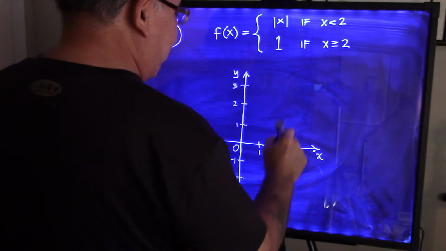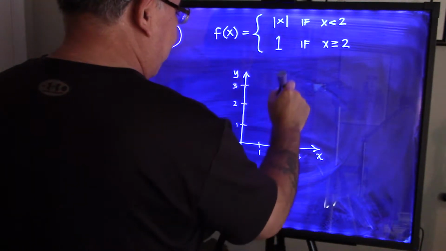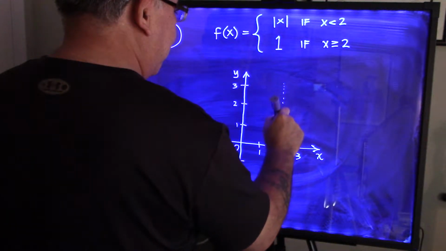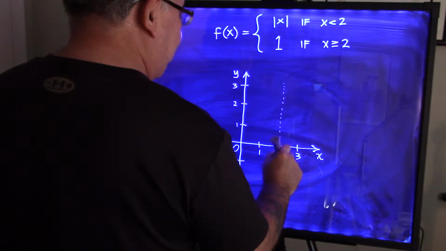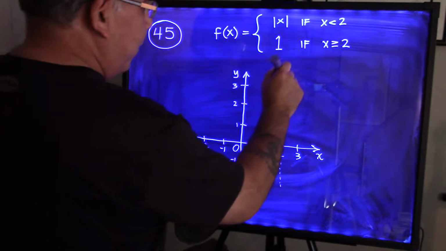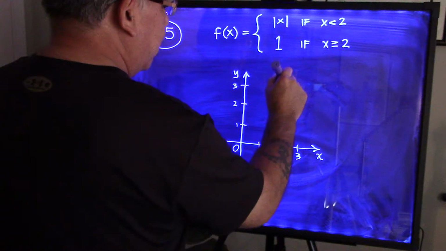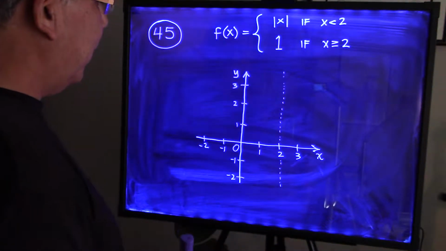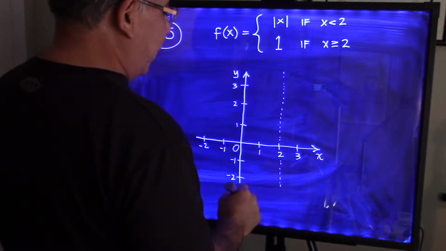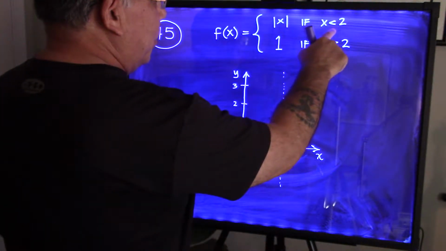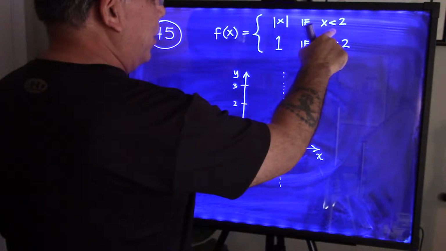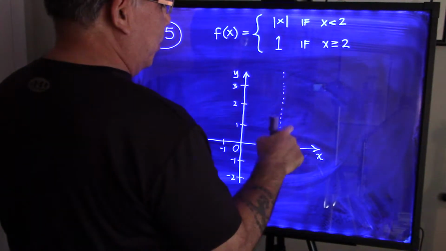If x is less than 2, let me divide up my interval here. When you get used to doing these, you don't really need to do this. But if you're not used to it, it might help you to see where to start and where to stop with these. You'll have to erase that later. So, if x is less than 2, it's absolute value of x. What if it equals 2? Well, I know that's not part of it, but let's assume it does, so we can have a starting point and draw an open circle there.